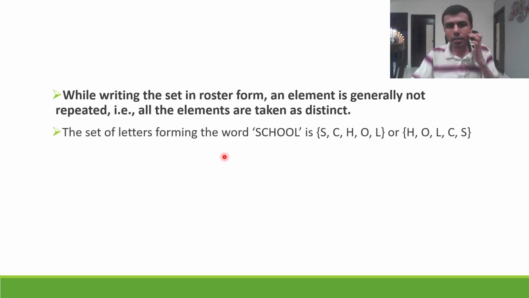Now, the set of letters forming the word school is {S, C, H, O, L}. Why? O should actually come twice, right? But O should not be repeated. Understand? O should not be repeated.